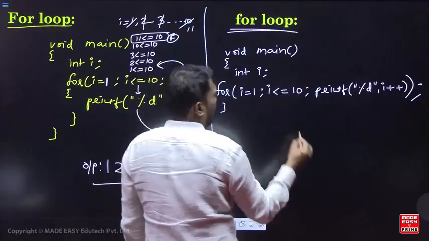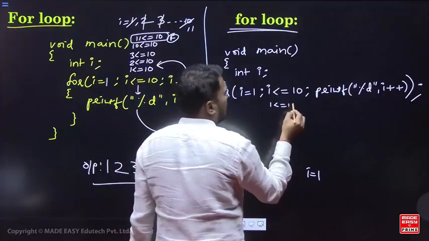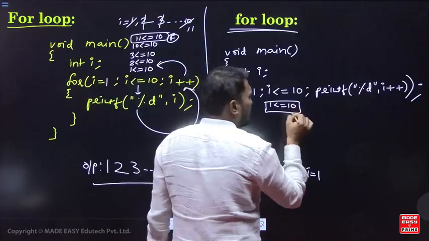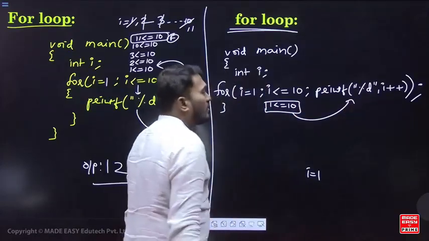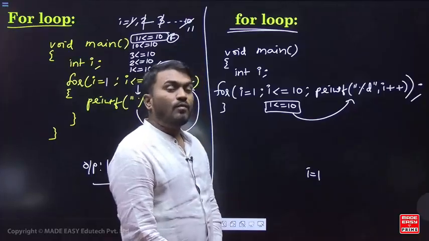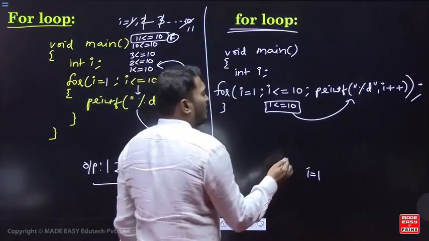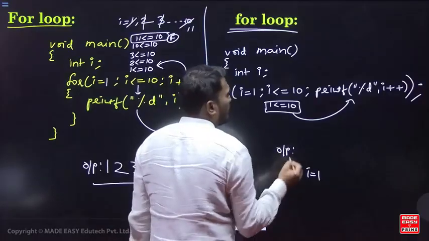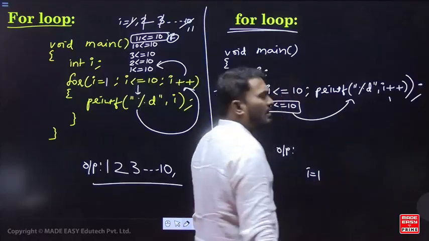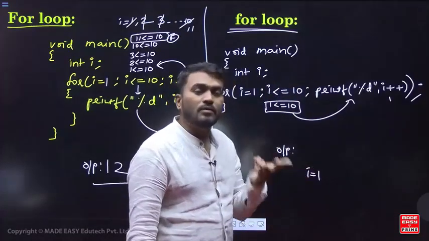Initially I value is 1 here. And now first you check the same thing, 1 less than or equal to 10. True or false? True. If the condition is true, then what will you do? You say printf I plus plus. Now remember, it is a post increment. So what will it print first? Initially I value is 1, so it will print 1, but afterwards it will increment to 2.